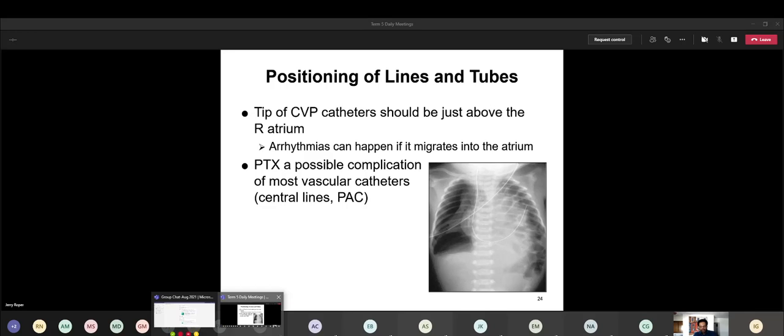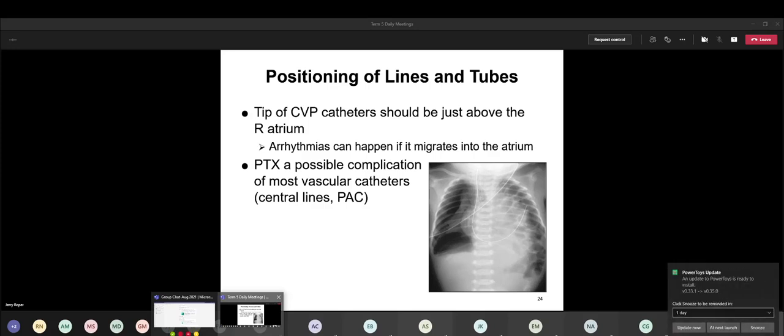So we're saying here that it should be right above the right atrium for these babies, because if it ends up going into the right atrium, the tip of the catheter could end up touching the right atrium, and anytime you get that kind of stimulation, it's possibly going to lead to some kind of cardiac arrhythmia. So for them, it's not a good idea to advance your central catheter any farther than just the SVC above the atrium.